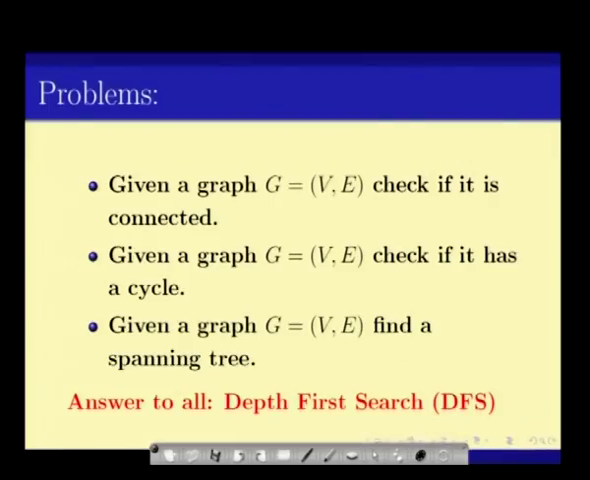So, one problem that one would like to ask is that given a graph, check if it is connected. Given a graph, check if it has a cycle. Given a graph, find the spanning tree. These are the three basic questions in graph theory that can be asked, and all of them will be answered using something called a depth first search.